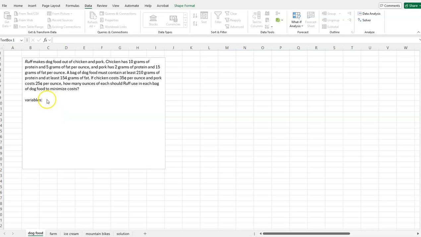Now, to start out, every linear program has variables. These are just like variables in an algebra class. You could use x, y, and z, or x sub 1 and x sub 2, or in our case, we'll try to be slightly more clever and use variables which remind us of what they represent. So, for instance, I would use c rather than x for chicken. If I wanted a variable for pork, I'd use a p for that.